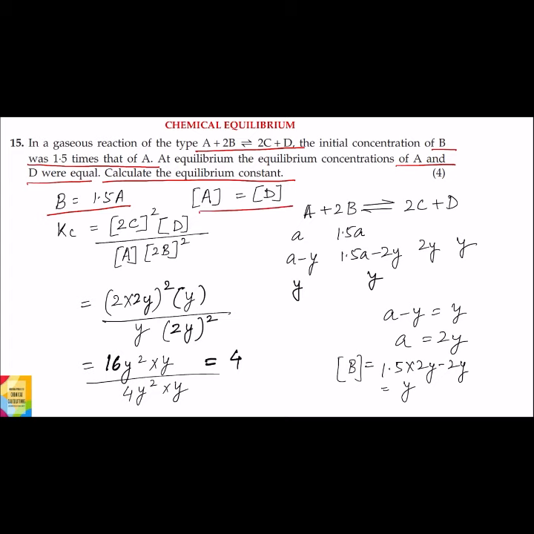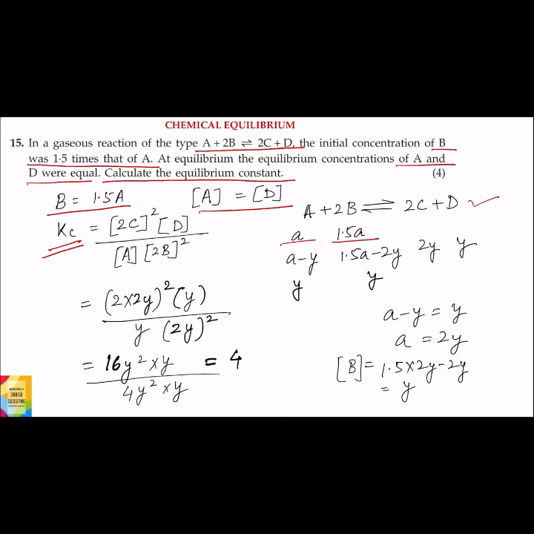From the equation, Kc की वैल्यू हो जाएगी [2C]² into [D] divided by concentration of A into concentration of B, that is [2B]². तो अब ये है इक्वेशन. तो इसमें एज्यूम कर लेते हैं कि मोल्स ऑफ A है A मोल्स, तो moles of B is 1.5 times moles of A, and let the amount dissociated be Y moles.